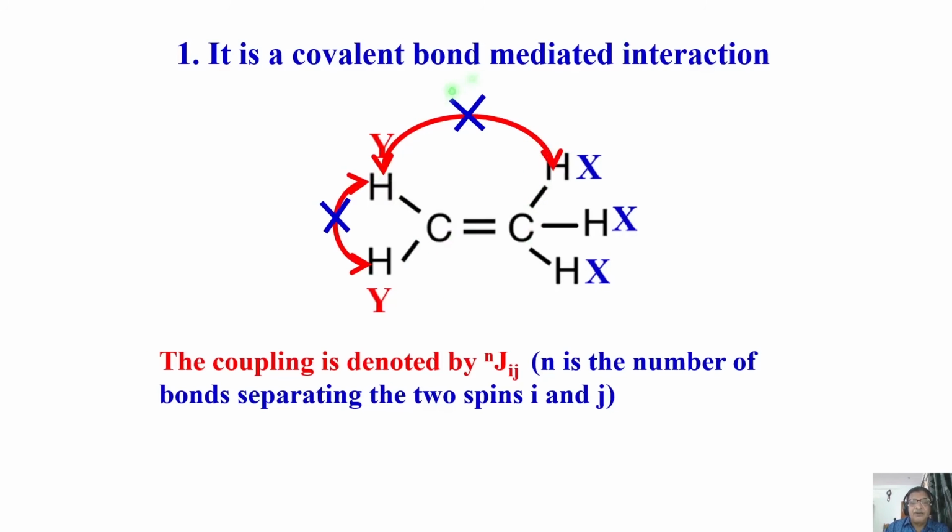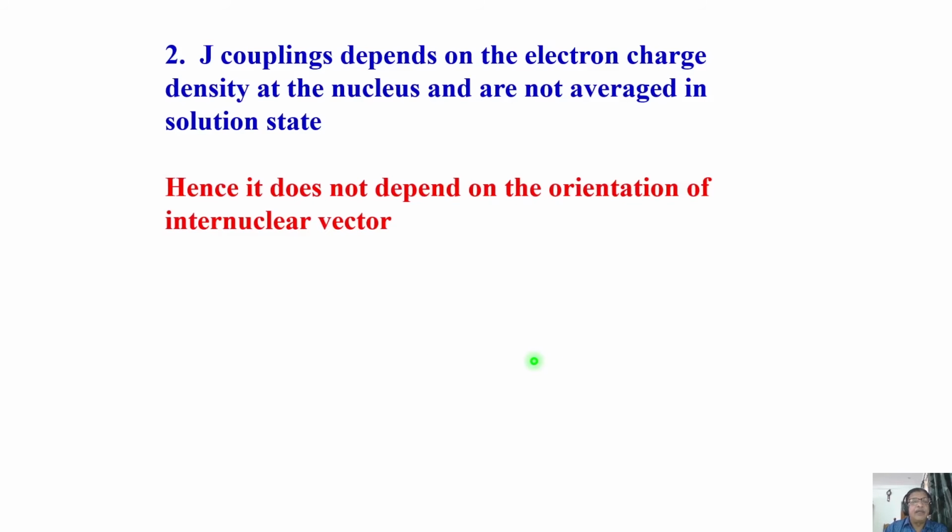So now you know the nomenclature we use for measuring the coupling strength between two interacting spins. It is NJIJ. N is the number of bonds separating the two spins, I and J. Now another thing: J couplings depend on the electron charge density of the nucleus and are not averaged in the solution state. Very interesting thing. J coupling is not averaged out in the solution state.